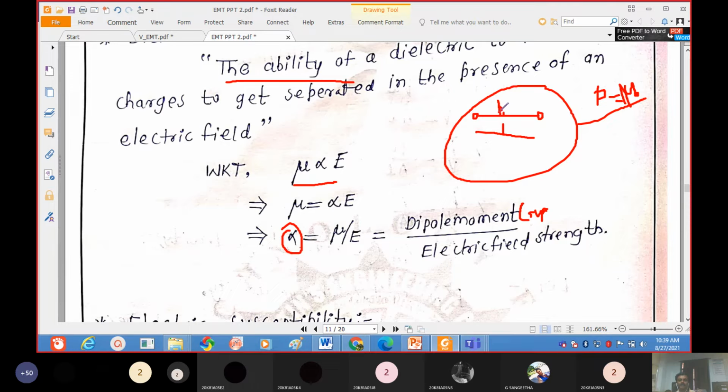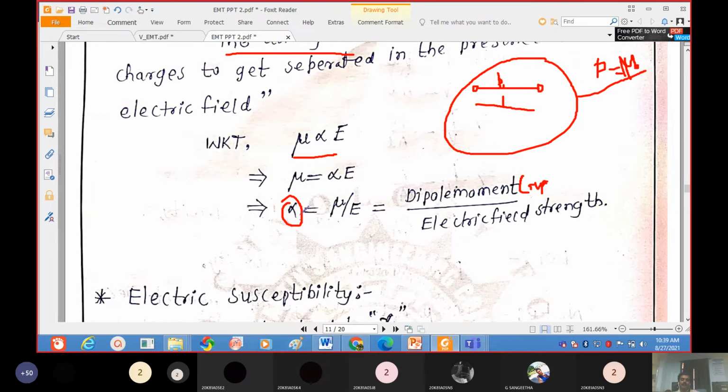So here, one atom has dipole moment P1 and another atom has dipole moment P2. In that case, we take P1 plus P2 by 2 equal to mu. That is the average dipole moment. That is the difference between the small p and mu. If all atoms have the same dipole moment, then the average dipole moment mu is equal to the small p.